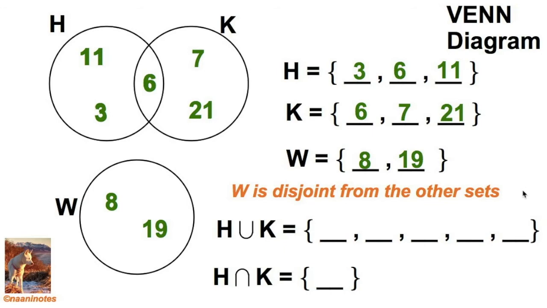So let's do our union. Remember that shape, that U for union, and we're only using H and K for this, and we'll use the intersection. So the union will go from the smallest, that's going to be the 3. Let me see what we got next. Then we're going to take one of those 6s: 3, 6, 7, 11, and finally 21. That will be the union. That's when I combine them.